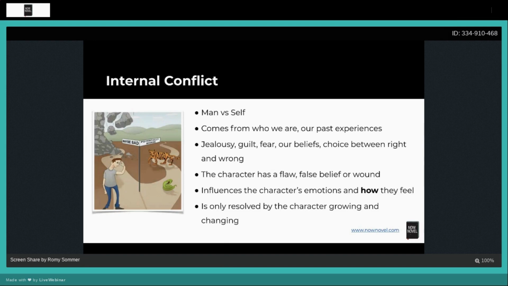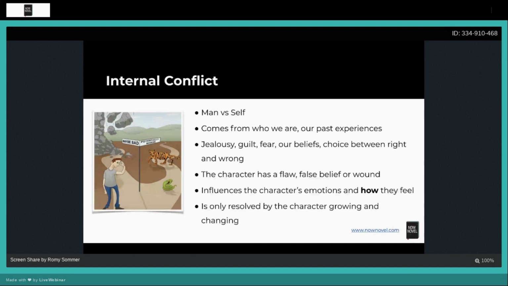Internal conflict can only be resolved by the character growing and changing. This is not something that can magically be fixed by another Terminator coming in to protect you from the outside. This is not something that can be fixed by somebody sweeping in at the last minute and giving the character the promotion. And if you're writing a romance, this isn't fixed by, my love interest now loves me back. It's got to be resolved within.